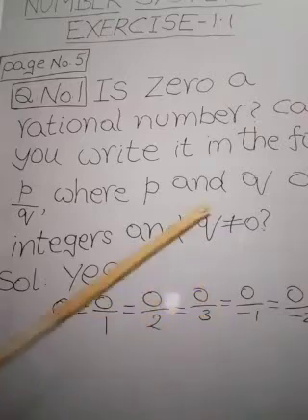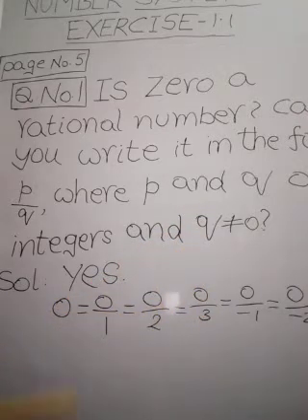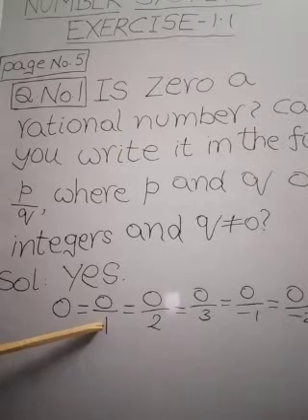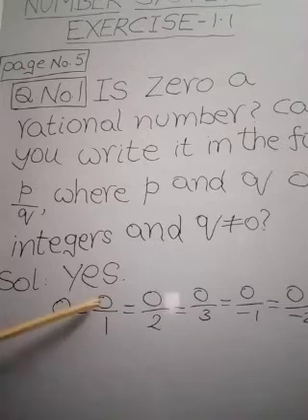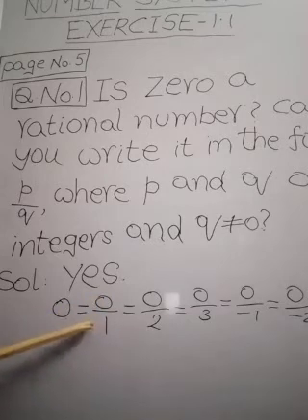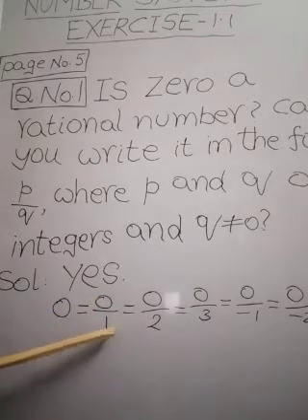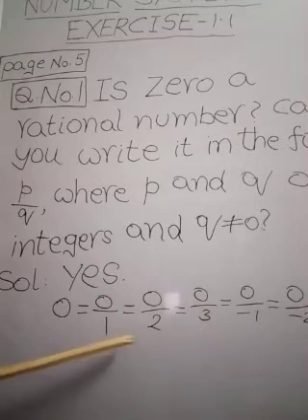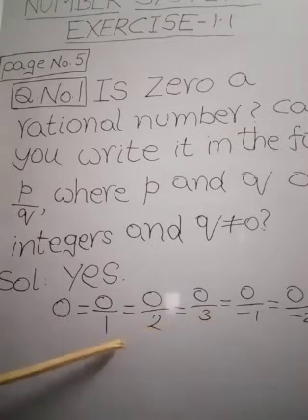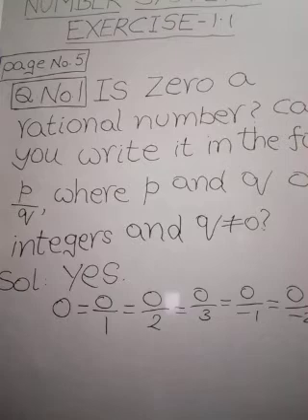Here numerator is an integer and denominator is also an integer, and moreover denominator is not equal to 0. Numerator is 0 but denominator is not equal to 0. See, observe here, denominators are non-zero integers. Okay, my dear children? Right.